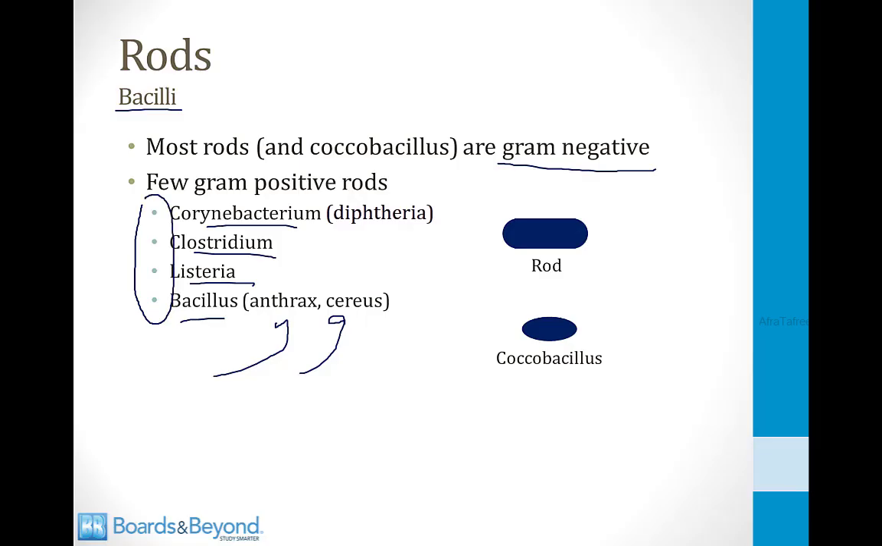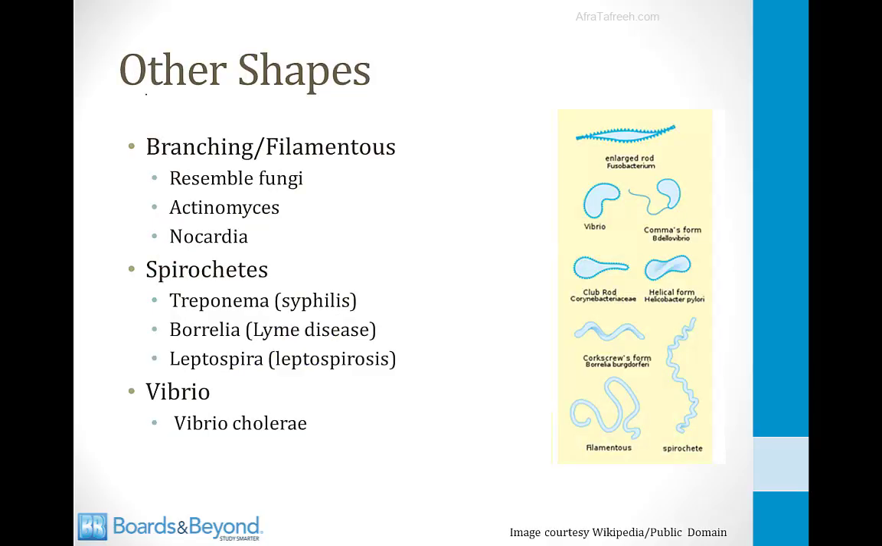But other than these couple exceptions right here, most of the times when you hear about a rod, you're talking about a gram-negative bacteria. Let's talk about some of the other shapes that bacteria sometimes take on. Some bacteria have long branching and filamentous structures. There's a picture of one over here on the screen. This looks like fungi, and the two bacteria that do this are Actinomyces and Nocardia. In fact, when these were first discovered, people thought they were fungi. It was only later they determined that they're bacteria.